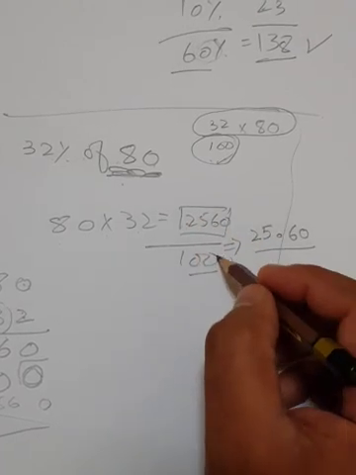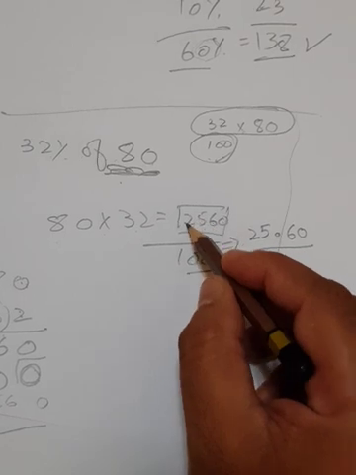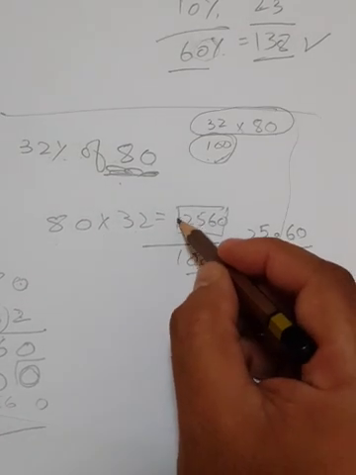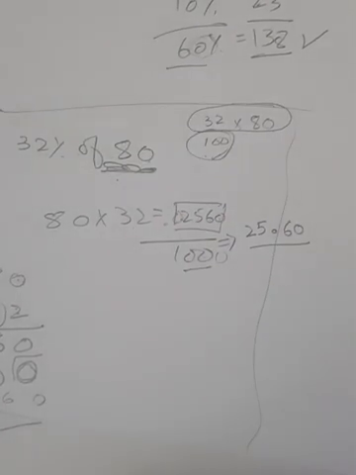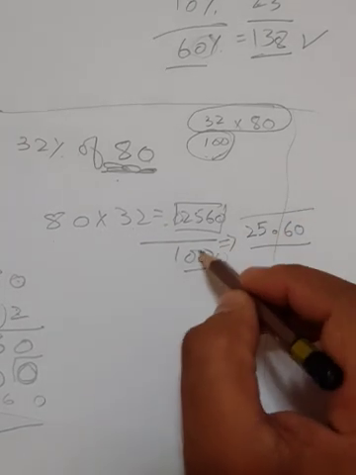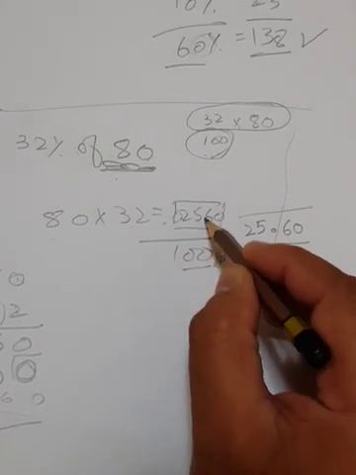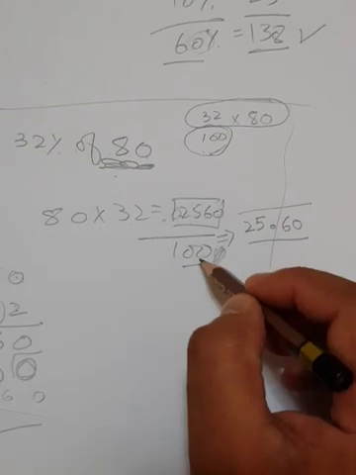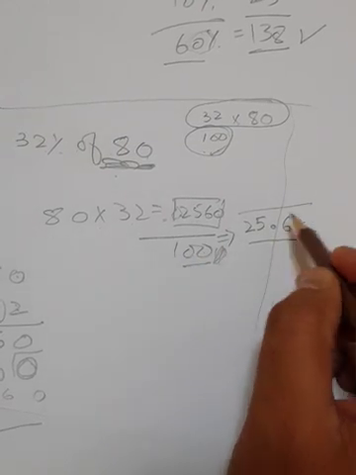If I have 5 zeros, what am I going to do? 1, 2, 3, 4. I have only 4 place values. Let me add 0 to make it 5, and then I will place the decimal here. Right now we are doing 100 only, so I counted 2 numbers from the right side of 2560 and placed the decimal.